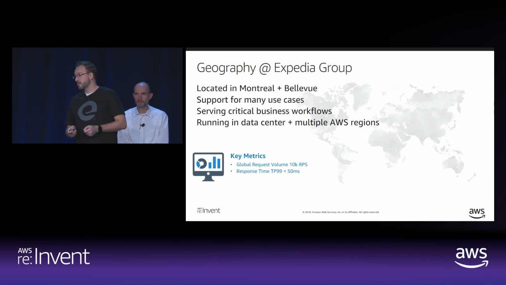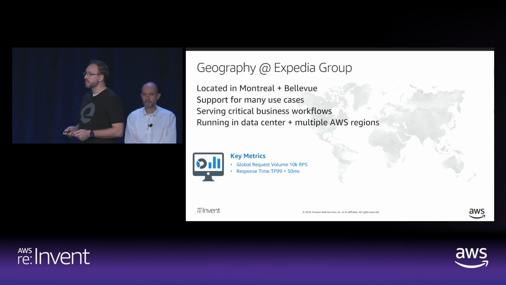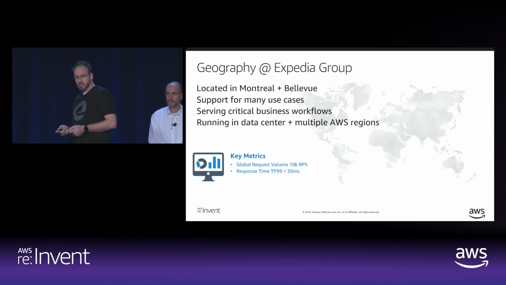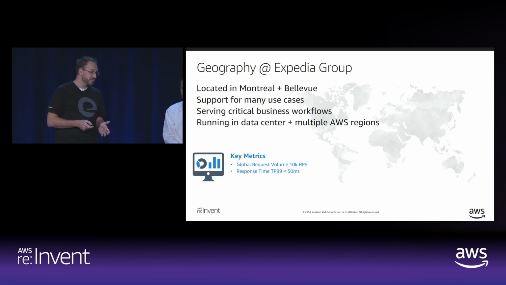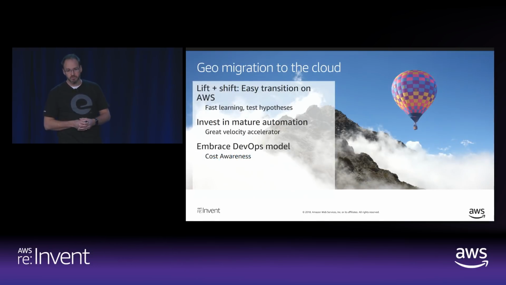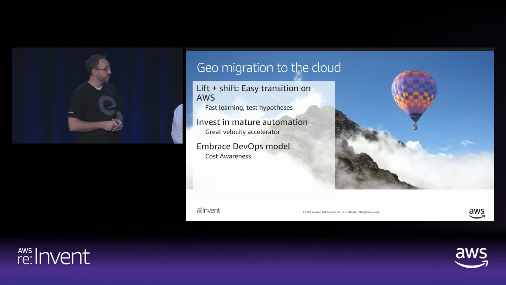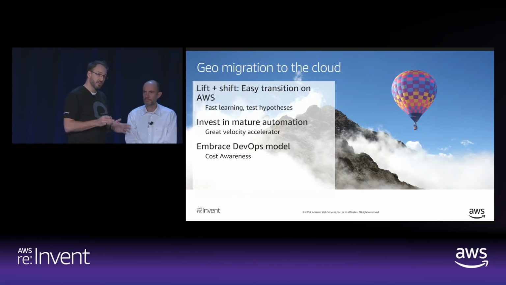Because it is so critical for the business, we operate in multiple AWS regions and also in our own data center. This allows us to be close to our clients and to meet our fast SLA. Now, setting the ground for our cloud migration. When we decided to move to the cloud, we agreed that we would keep the same code base and deploy the same thing everywhere.